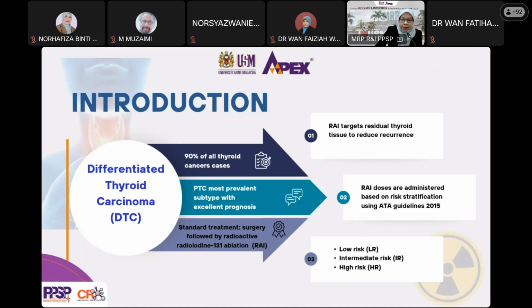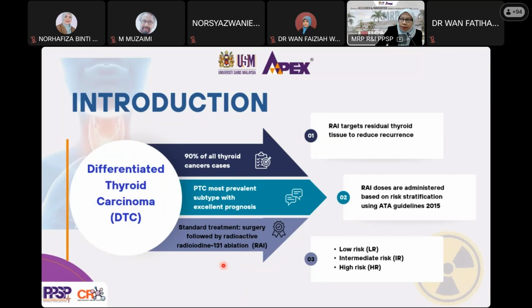So 90% of all thyroid cancer cases are DTC, and the other 10% are from the other types of thyroid cancer. PTC is the most prevalent subtype with excellent prognosis. The standard treatment of DTC is surgery followed by radioactive iodine, RI.